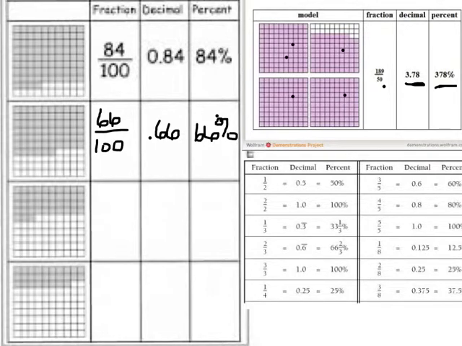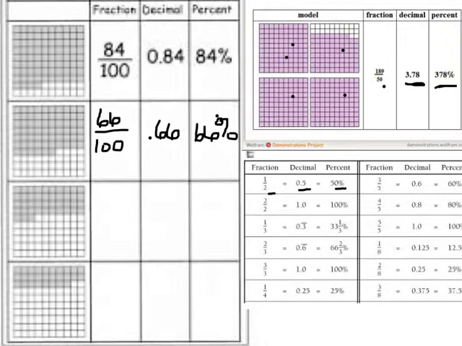Alright, now reference numbers. If you know, for instance, that 50% is half, then 50% could be your reference number, and then you know that that's 1/2, and as a decimal that would be 0.5. Really what you want to do is try to memorize some of these reference numbers so that you'll know exactly and make fewer mistakes.